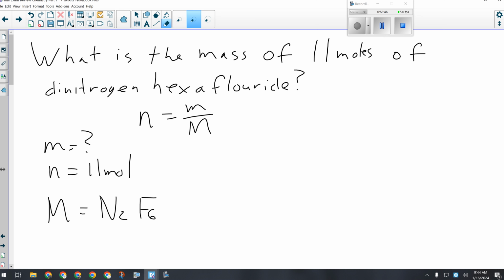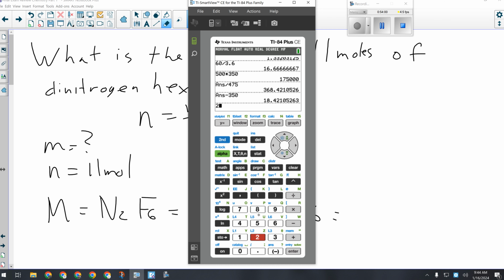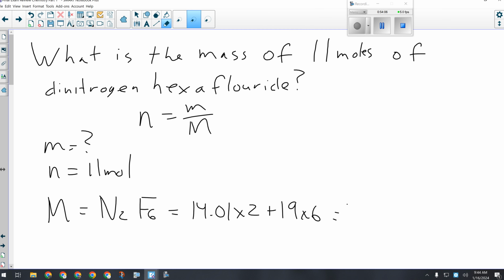Why not? It's molecular. I only reduce ionic compounds. Okay, so 14.01 times 2 plus 19 times 6. Okay, so 28.02 plus 19 times 6. Okay, gives us 142.02 grams per mole.